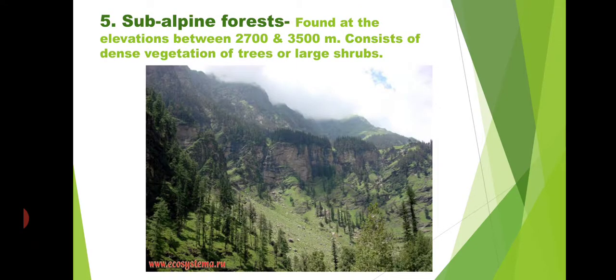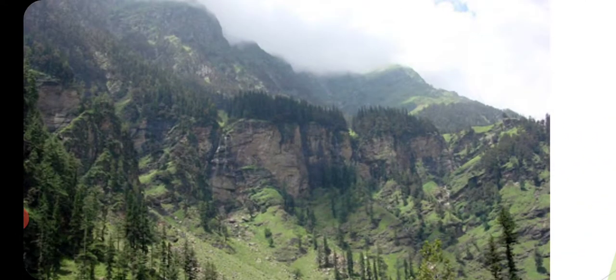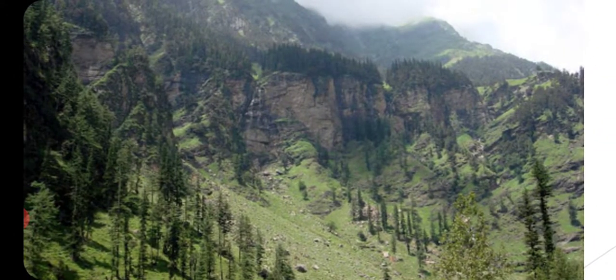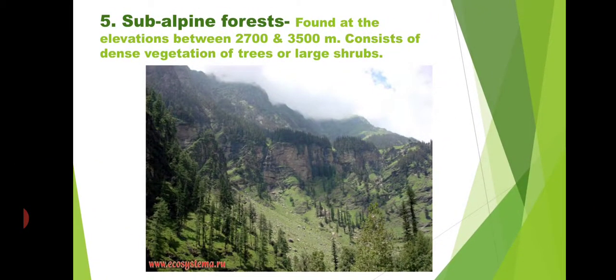Then the fifth one, subalpine forest, at an elevation between 2700 and 3500 meters. It's the very top area, consisting of dense vegetation of trees or large shrubs. Here and there we can see sparse and mixed vegetation, and here and there grasslands also.